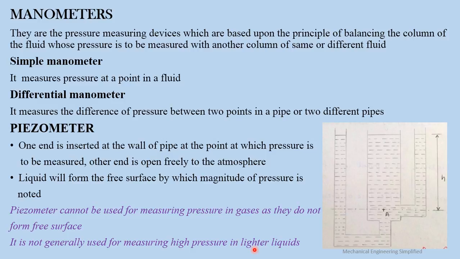Okay, and it becomes very difficult to carry, because you can note down that 10.3 meter of height of water column for measuring the atmospheric pressure is in itself a very big height, and you cannot take the readings and all those things. So that is why this piezometer is not used for measuring high pressures in lighter liquids.